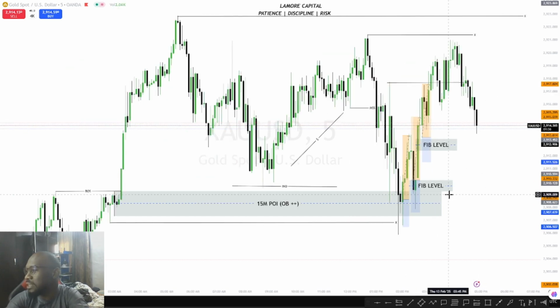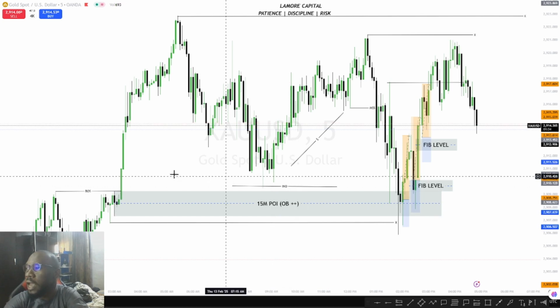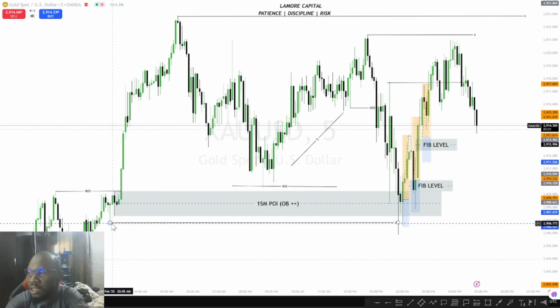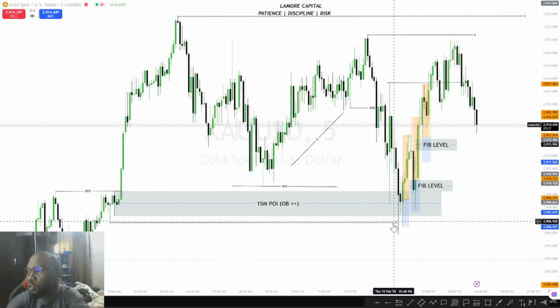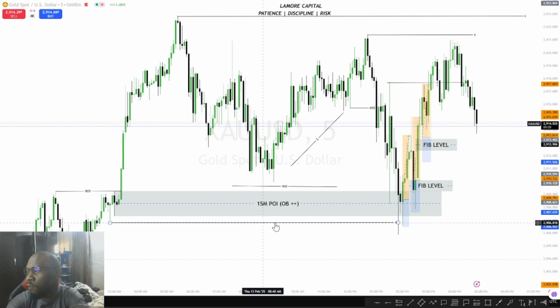So now, how did I enter the trade? My rules in entering a trade: number one, a liquidity sweep around my point of interest or outside my point of interest. So this is it here. This is confirmation number one.